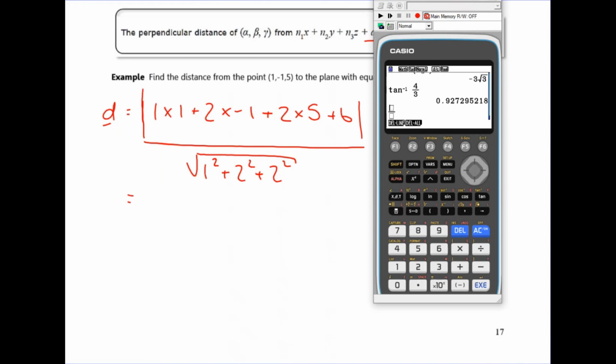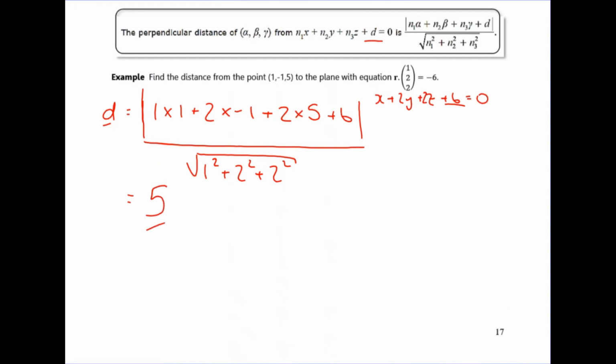I don't have to put the modulus signs in my calculator, I can just make it positive at the end. So 1 times 1 plus 2 times minus 1 plus 2 times 5 plus 6 all over root 1 squared plus 2 squared plus 2 squared. That gives you the shortest distance.